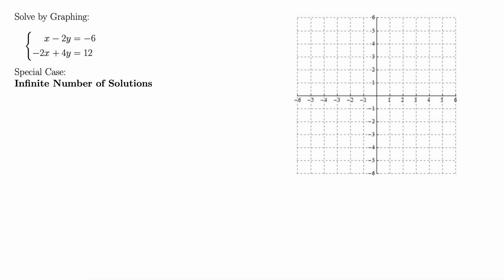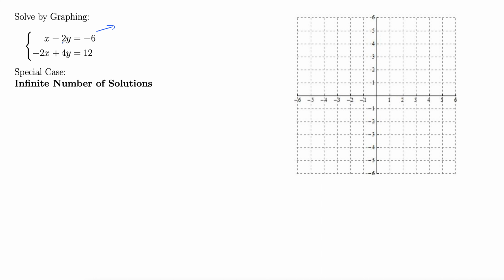This example of solving a system of equations by graphing is a special case that has an infinite number of solutions. And it may be hard at first to see how that could be, but let's take a closer look. Let's get these into slope-intercept form to graph them.